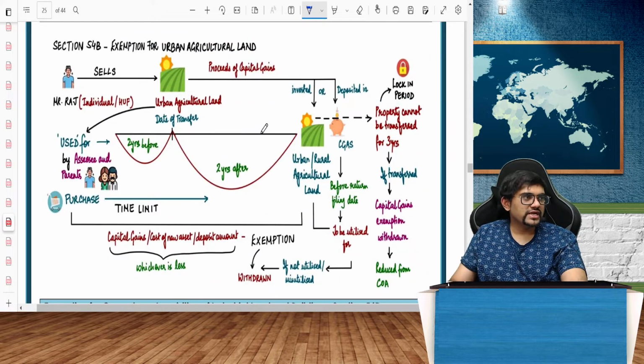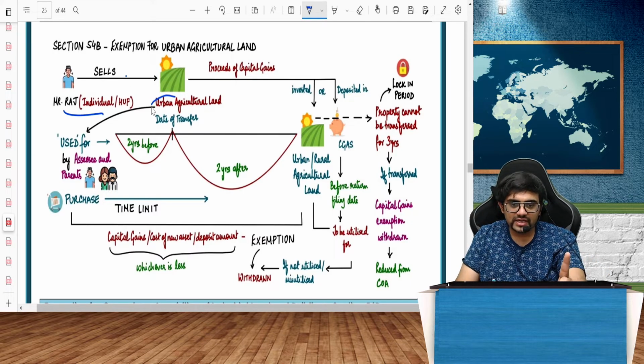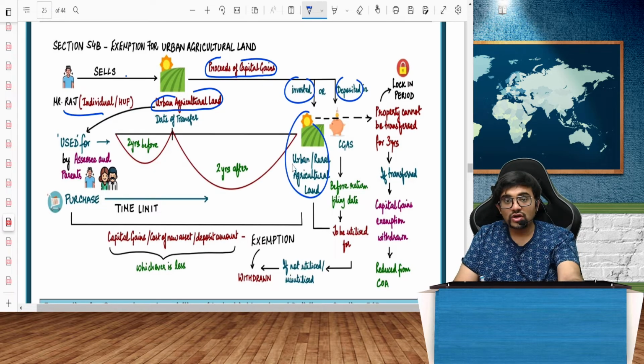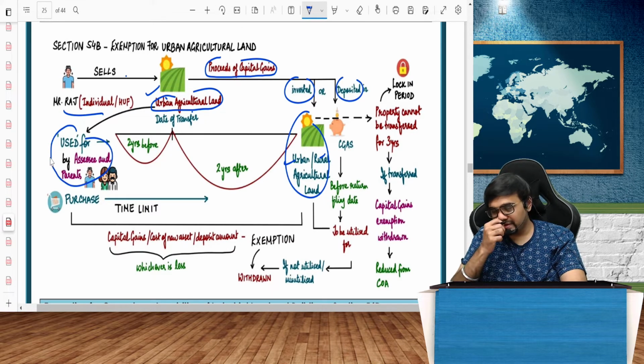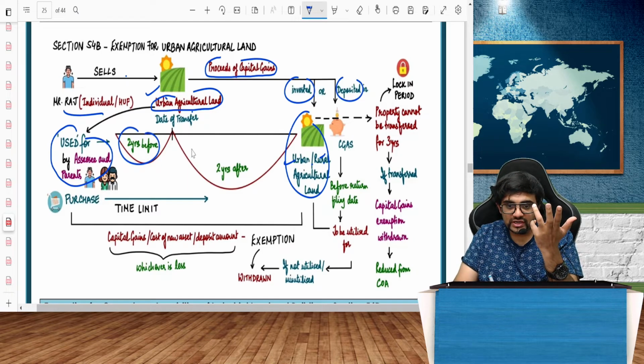54B. Neatly this chart is there, no tension, everything is explained here. Raj, individual or HUF, sells urban agricultural land. Urban land, not rural land. Proceeds of the capital gain, you should invest in one more agricultural land, urban or rural he can buy. Selling should be urban. This agricultural land should have been used by the individual or his parents, not just kept there. And you will buy one more agricultural land when? 2 years before the transfer or 2 years after the transfer.